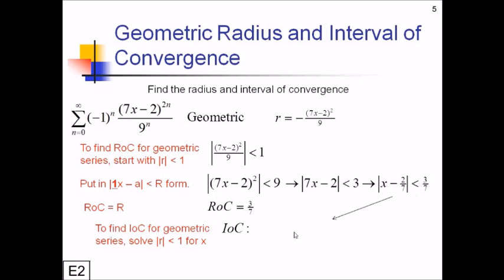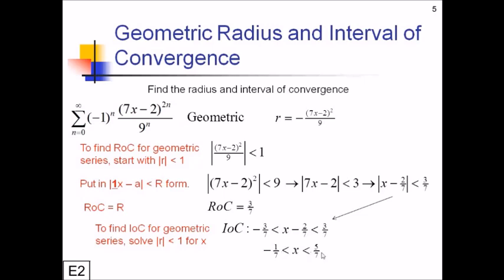So we can write negative 3/7 is less than the stuff inside, x minus 2/7, which itself is less than 3/7. And now I just have to isolate x by adding this 2/7 everywhere. So we have negative 3 plus 2 is negative 1/7 on the left side. We have just x in between now. And over here, adding 2/7, we get 5/7. So this then is our interval of convergence.